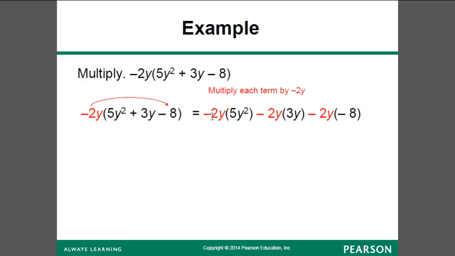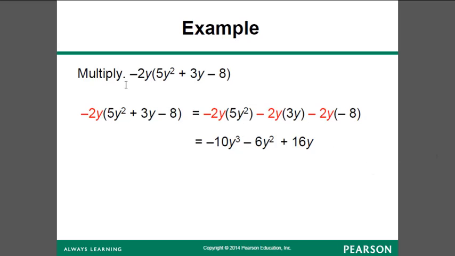When I do this, a negative 2y times a 5y squared, well, negative 2 times 5 gives me a negative 10. Y times y squared will give me a y to the third, as you see here. Negative 2 times 3 gives me a negative 6, and y times y is going to give me a y squared. Negative 2 times negative 8 gives me a positive 16, and then I have a y.